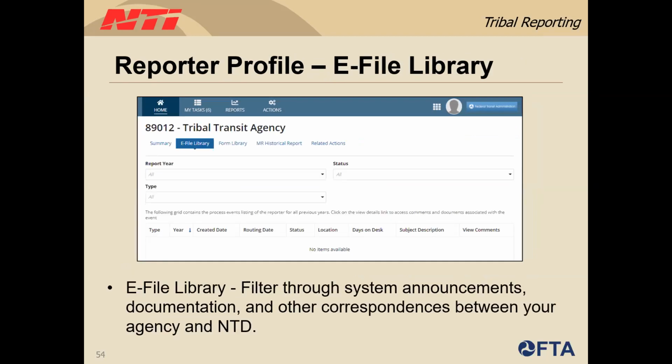Next to the summary page, you'll see the e-file library. This is where you can filter through communications from prior years as well as this report year. So this is where you can review your closeout letter from years past if you wish to.